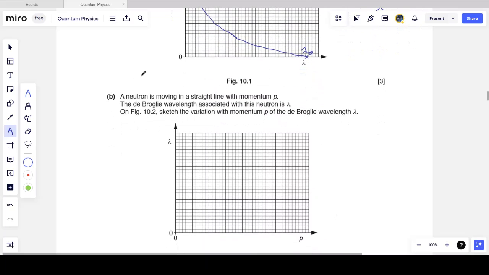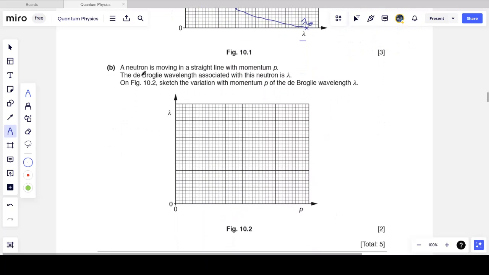The next question says a neutron is moving in a straight line with momentum p. The de Broglie wavelength associated with this neutron is lambda, and on figure 10.2, sketch the variation with the momentum p of the de Broglie wavelength lambda. It's kind of like they're trying to show us a pattern, some similarity. What we know is lambda is related to p by lambda is equal to h over p.